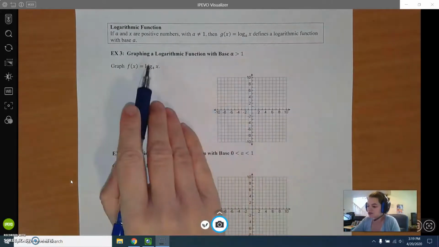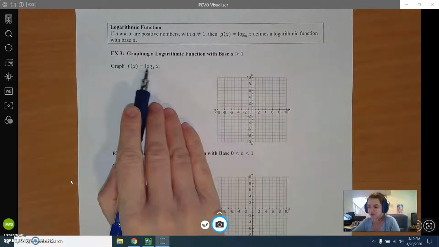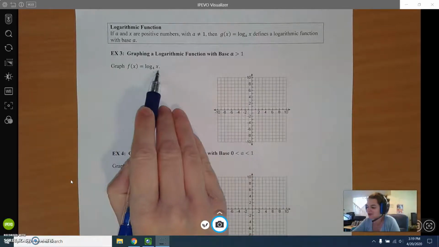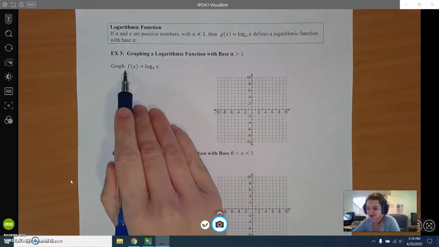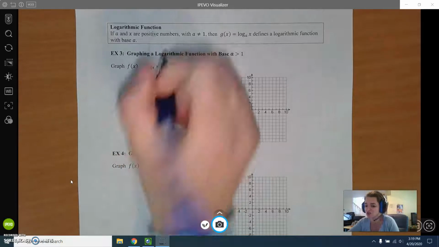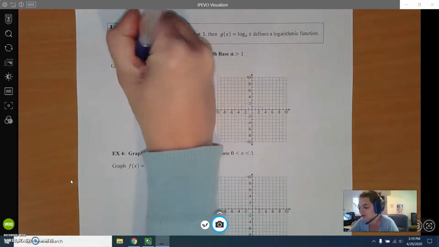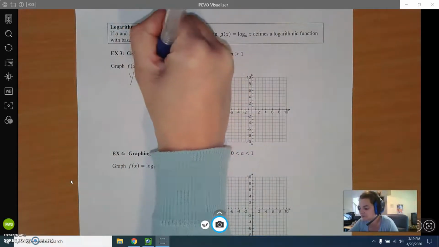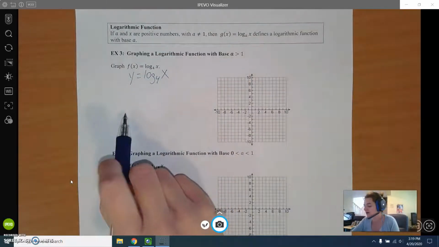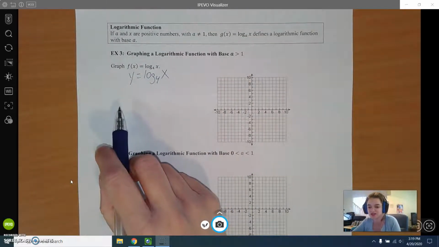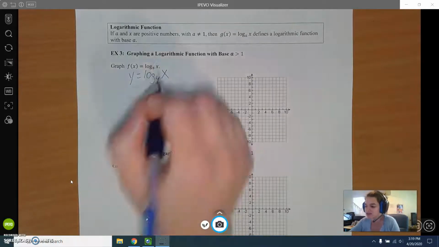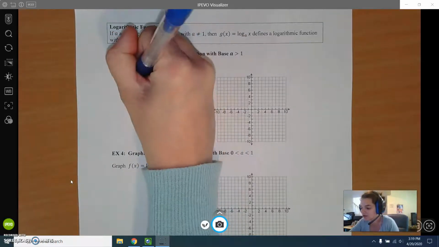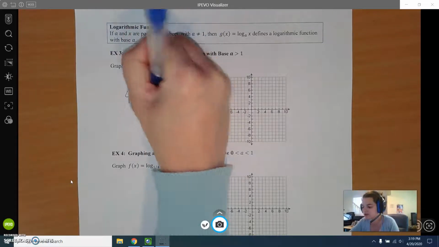So logarithmic functions will look like that. f of x equals log base something. So let's do log base 4 of x. Okay? What I would recommend doing is let's go ahead and change that f of x to a y, since we're going to have x, y coordinates. And just to make our lives a little easier, let's go ahead and change it to exponential form. So in exponential form, the base is 4, the exponent is y, and it equals x.